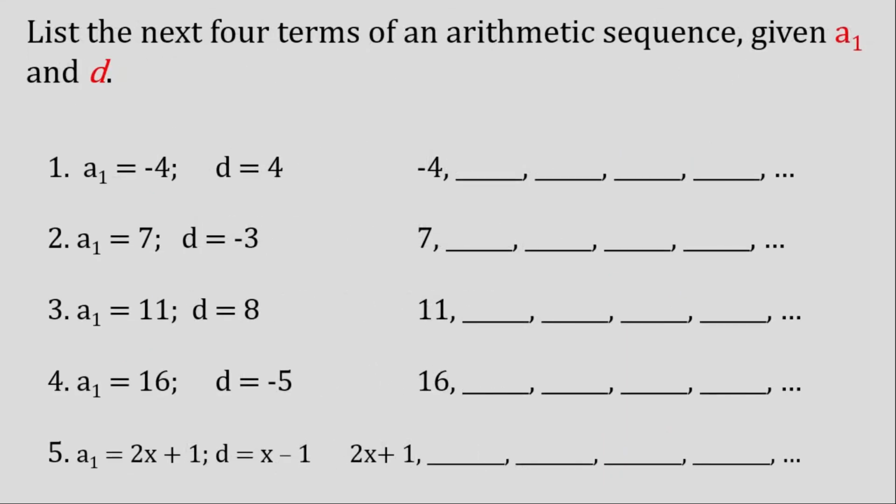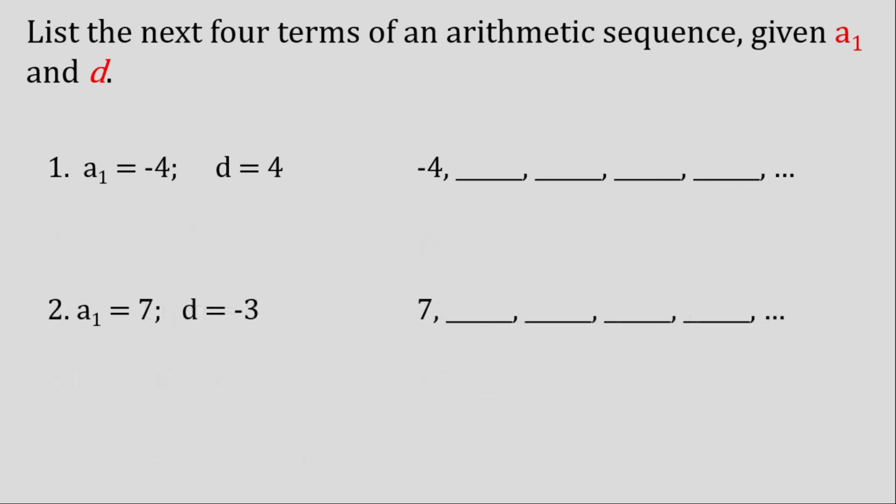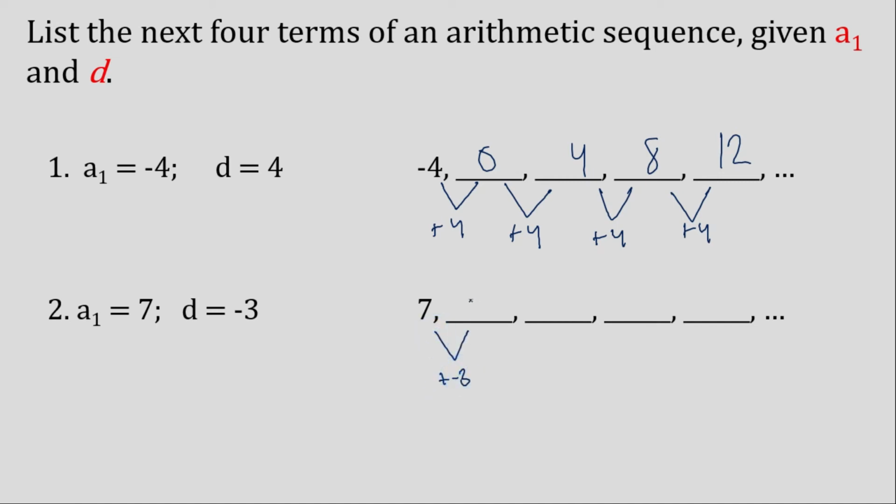Now let's try this. List the next 4 terms of an arithmetic sequence given A sub 1 and the common difference. Let's try number 1 first. So we have here negative 4. All we have to do for this is to add the common difference D. So negative 4 plus 4 is 0. 0 plus 4 is 4. Then 4 plus 4 is 8. Then 8 plus 4 is 12. In this case, let's add negative 3 to 7. 7 plus negative 3 would be 4. 4 plus negative 3 is 1. 1 plus negative 3 is negative 2, plus negative 3, that is negative 5.